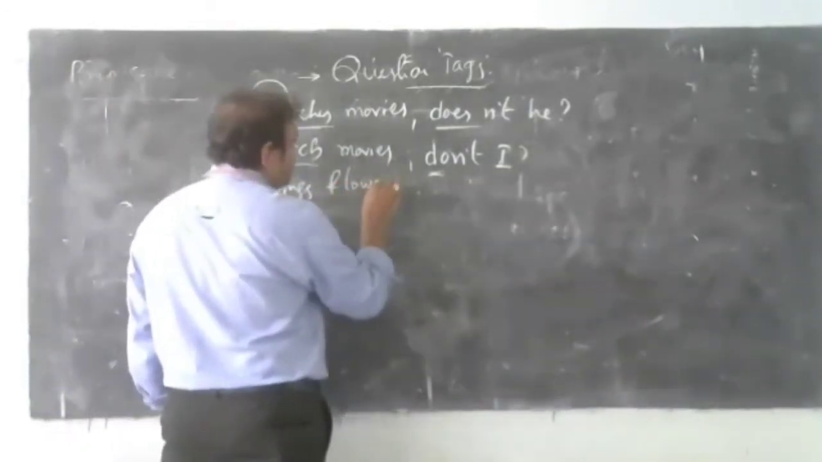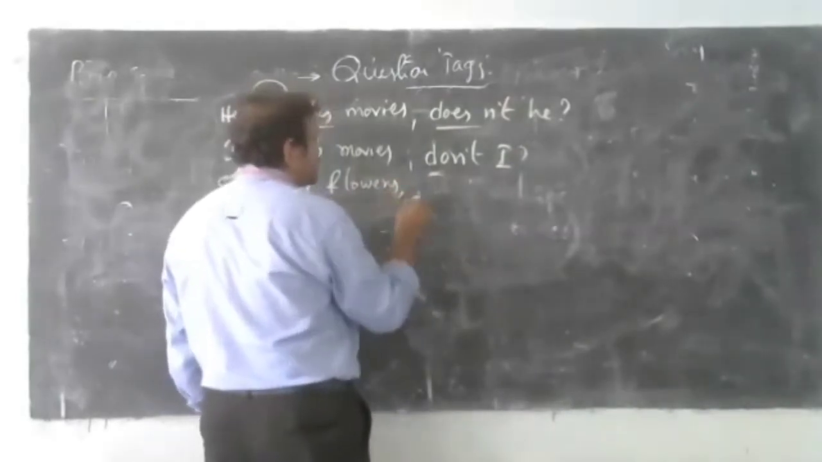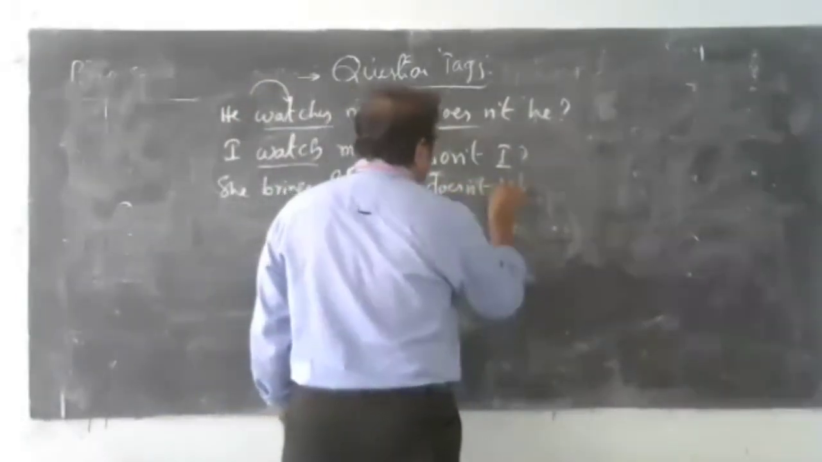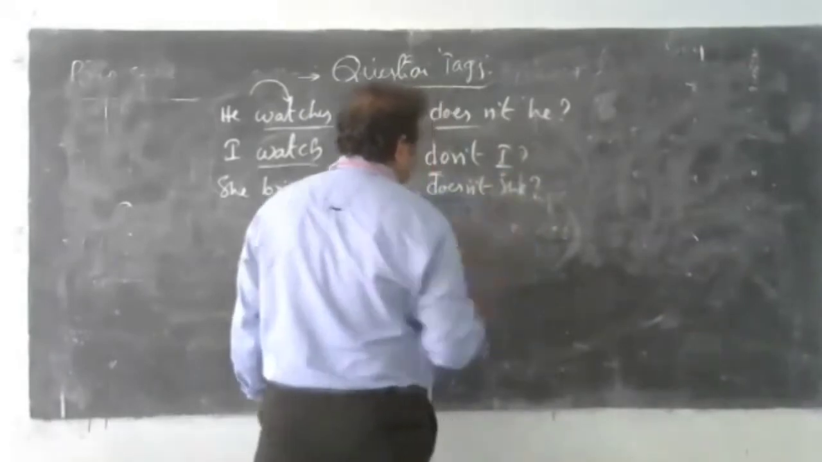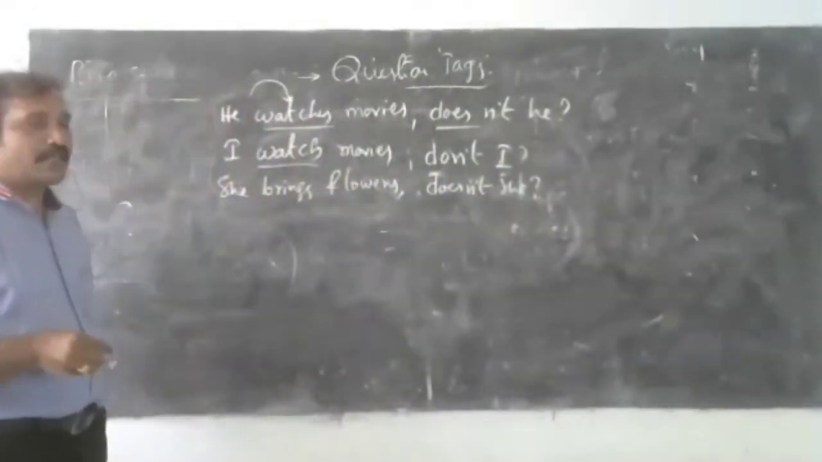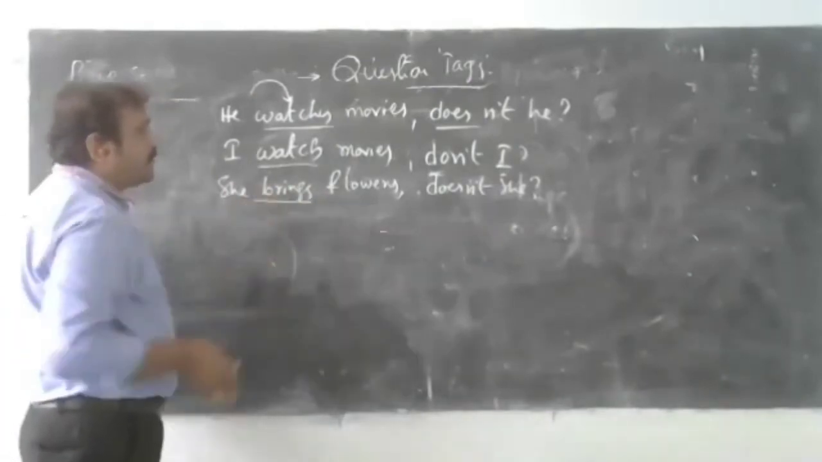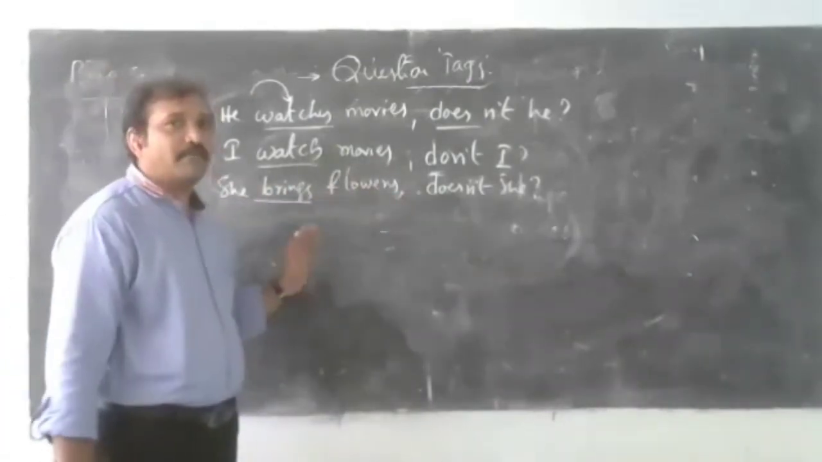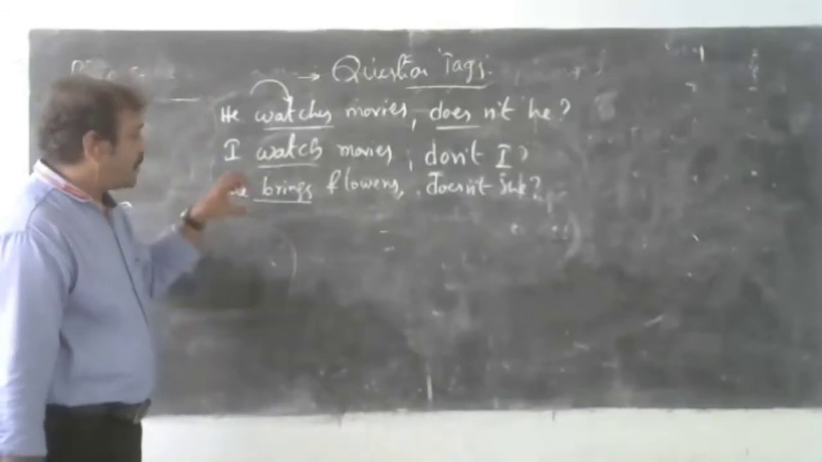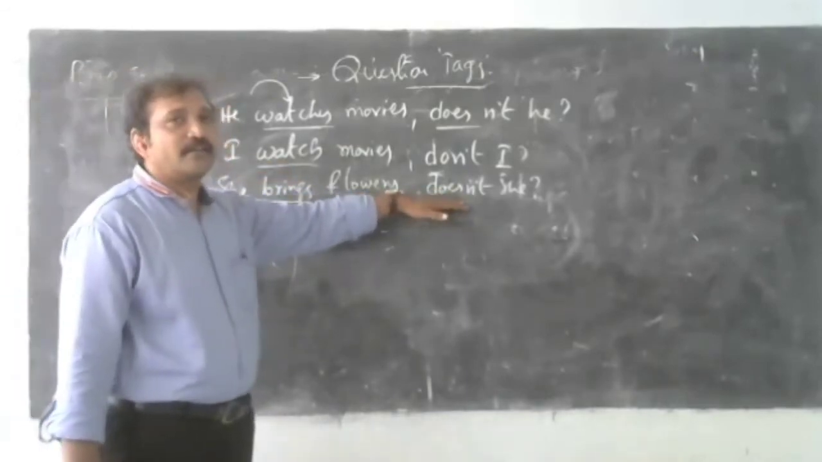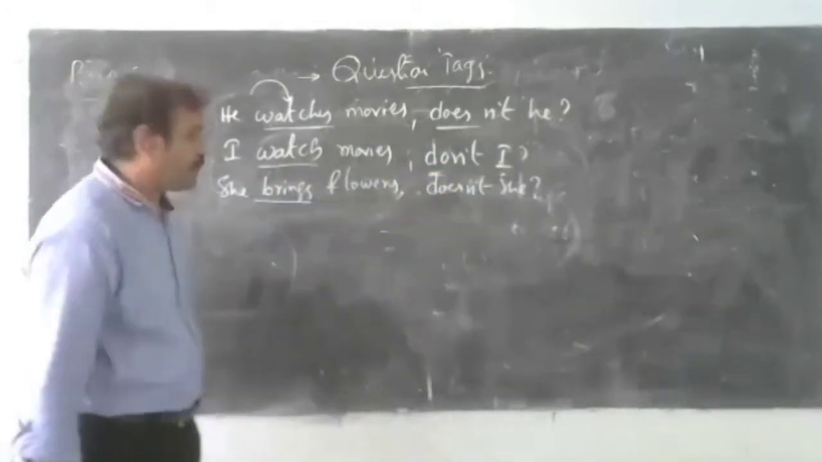Similarly, she brings flowers. She brings flowers, doesn't she? Just have a look at here. Brings: brings is meant for does plus bring, equal to brings. You have to use does here in order to make your question.